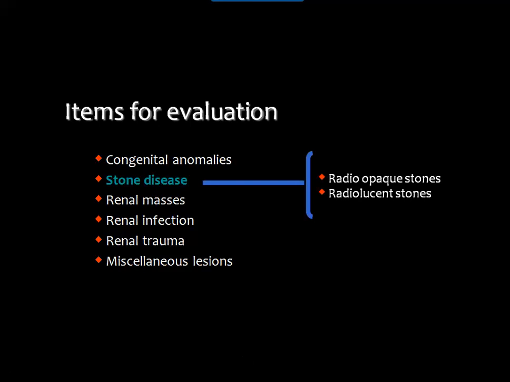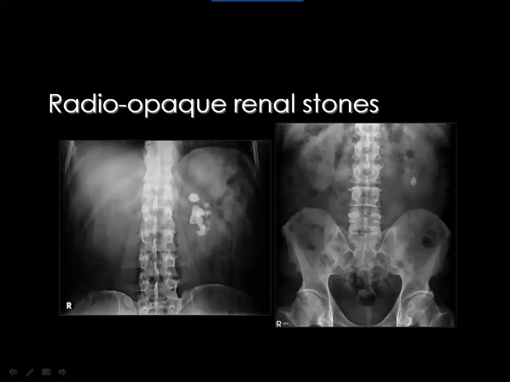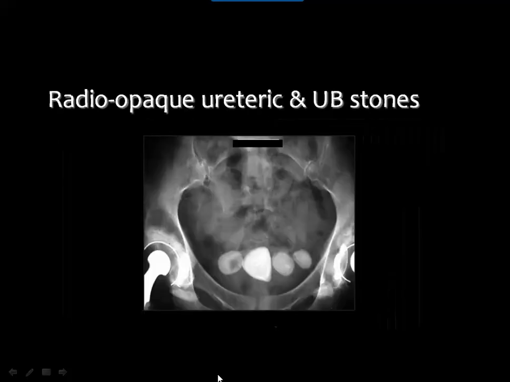Then we come to stone disease, and we have the radiopaque calculi and the radiolucent calculi. Radiopaque calculi are seen by plain film usually if they are sizable, and this is a small stone in the lower pole of the left kidney, and this is what we call a staghorn calculus in the left kidney. And this is an example of multiple calculi in the region of the urinary bladder.